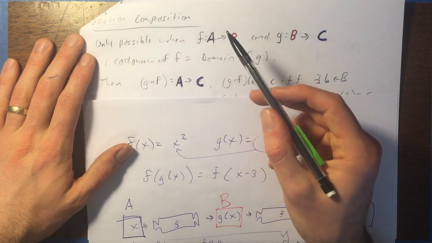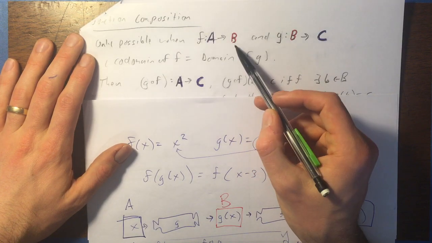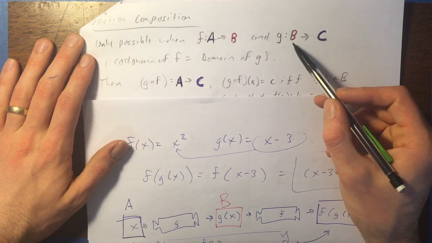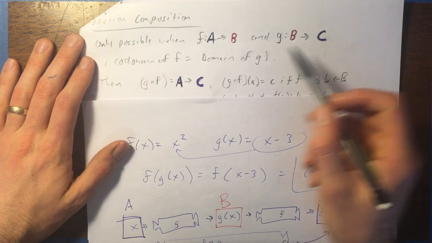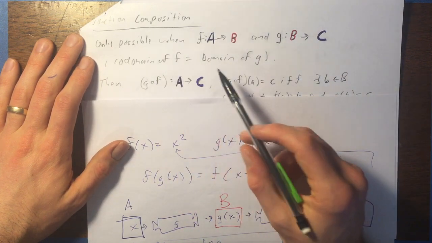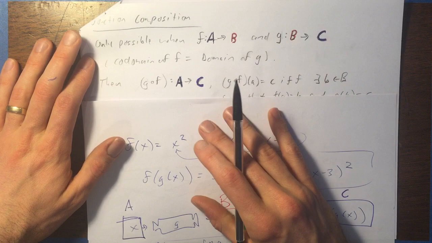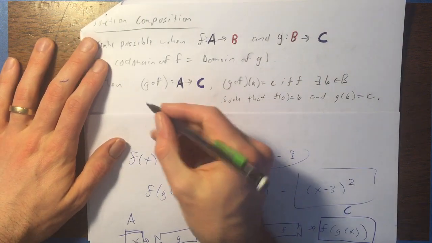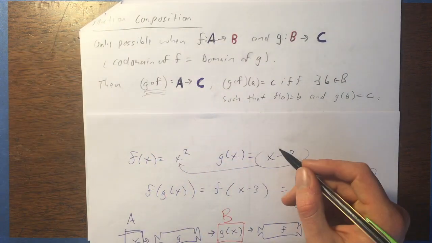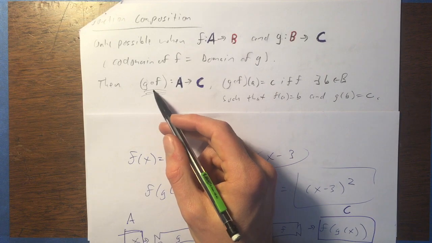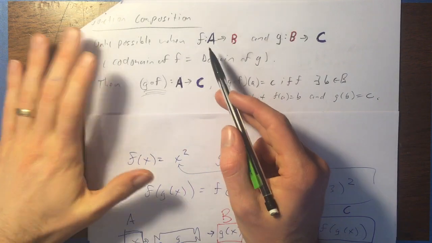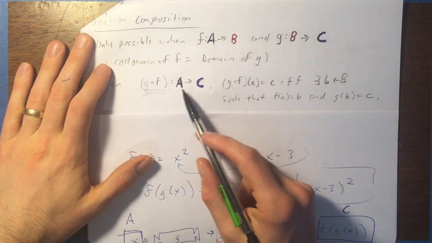It's only possible when one function goes from A to B, and the other function starts with B elements and goes to C. Okay, so the codomain of the first function has to be equal to the domain of the second function. Then when you compose them, the composition is written backwards, as it always is in algebra. So you get G composed with F, and that produces something that goes from the starting set all the way to the ending set, A to C.